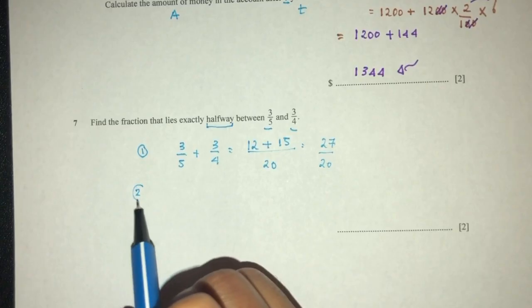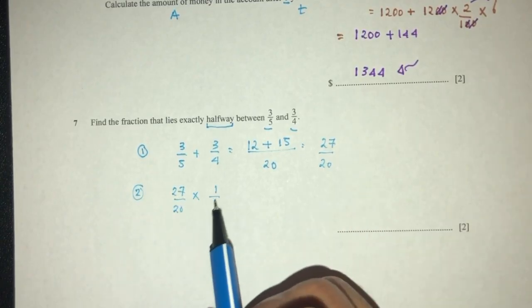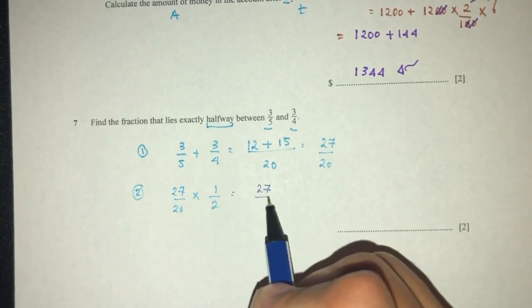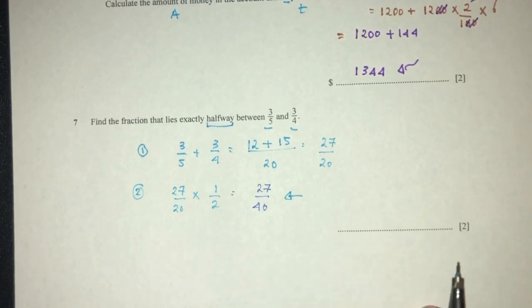Now step number 2, we have to divide this by 2. So 27 over 20 times half, so divide by 2, same thing. That will become 27 over 40 as your answer. That is your answer for question number 7.